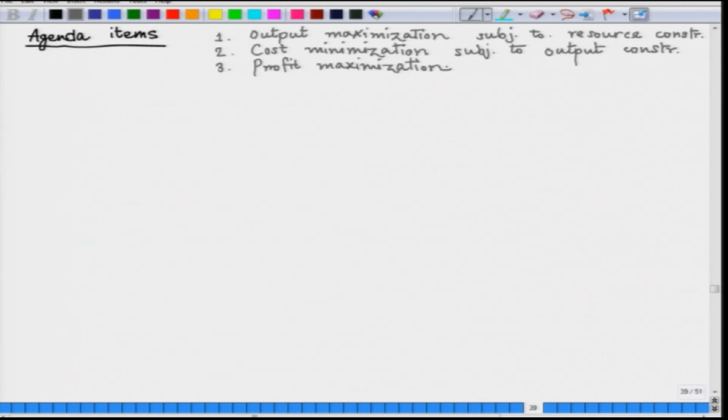We are going to assume the case of a two variable input production function as usual. So, we are going to assume that we have a two variable input production function written in general form, but the analysis we are going to do now can be generalized in any case.